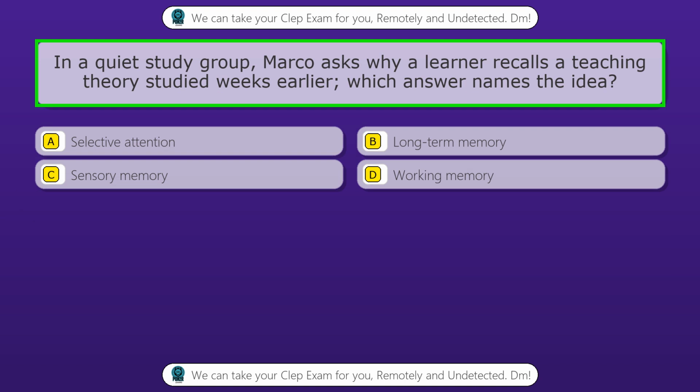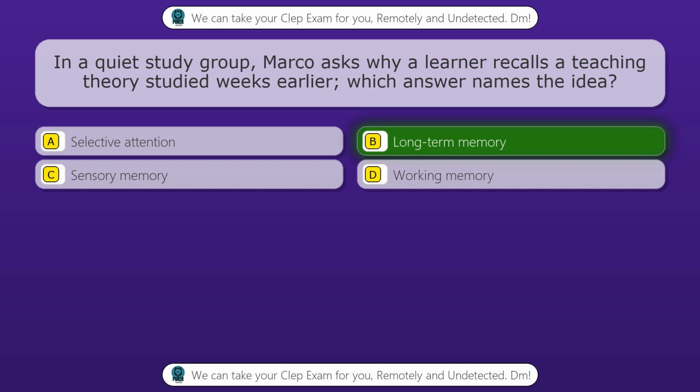Question 35. In a quiet study group, Marco asks why a learner recalls a teaching theory studied weeks earlier. Which answer names the idea? Option A, selective attention. Option B, long-term memory. Option C, sensory memory. Option D, working memory. The correct answer is option B, long-term memory.